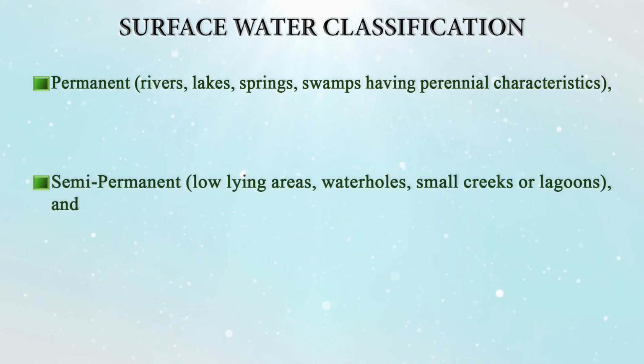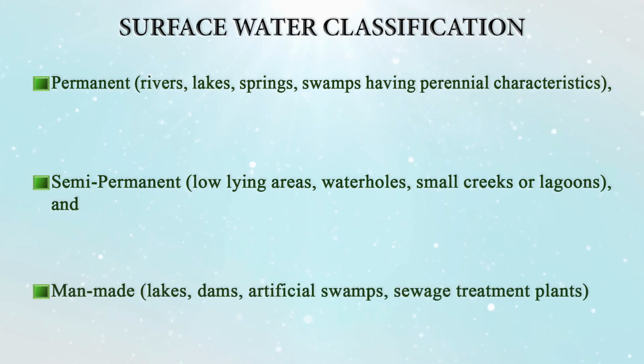Semi-permanent are those surface waters which dry up during the arid season, because they only come up temporarily in low-lying areas or water holes, small creeks or lagoons, and get filled up with rainwater, and they dry up in the arid season. Similarly, man-made surface waters are those which are constructed by human beings, like lakes, dams, artificial swamps, sewage treatment plants, etc.